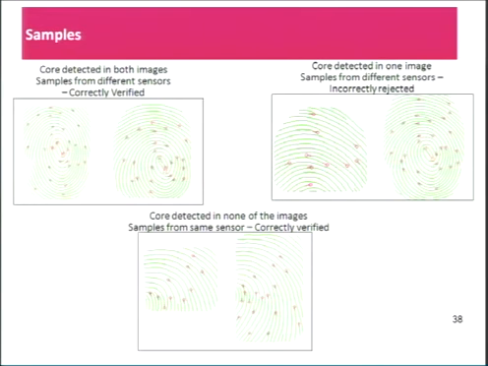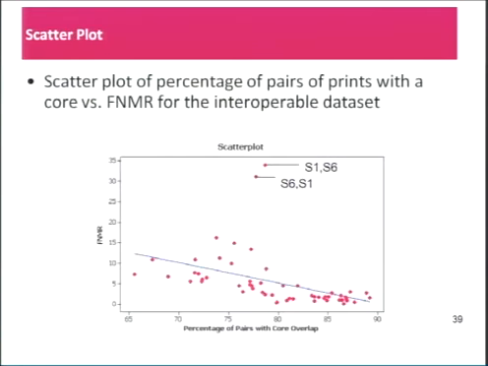And towards the bottom, you see that the core was detected in none of the images, but the samples came from the same sensor, and we saw that the pair was correctly verified. So there was some kind of a relation with the impact on, or the consistent placement on the error rates.